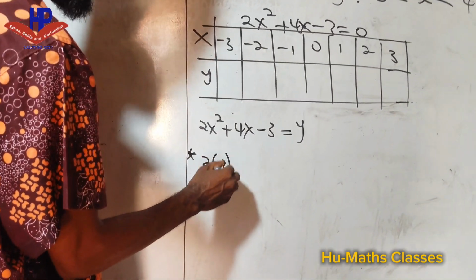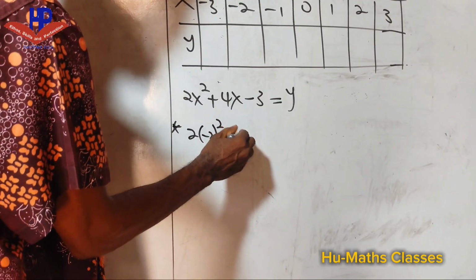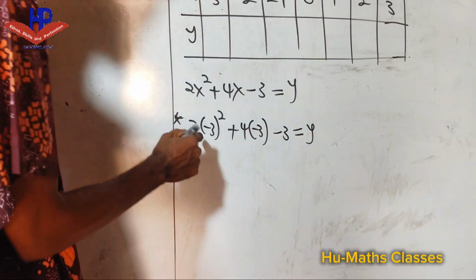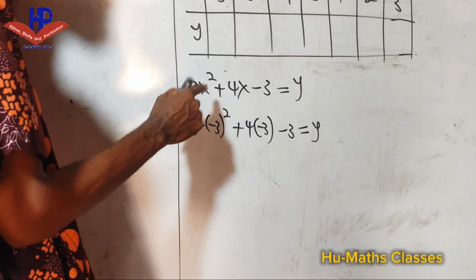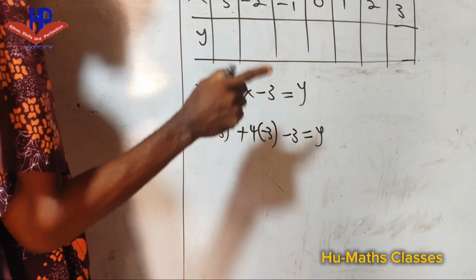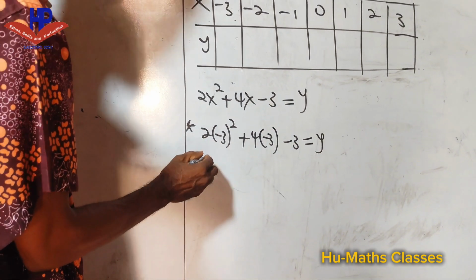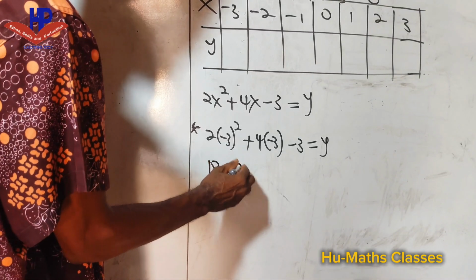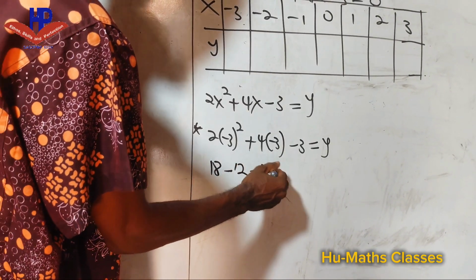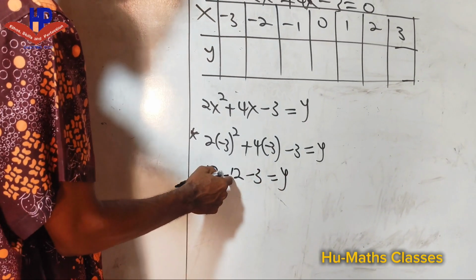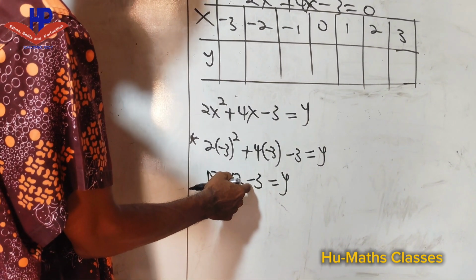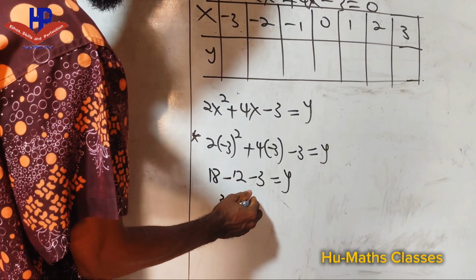2 into minus 3 raised to power 2 plus 4 times minus 3 is equal to y. Minus 3 raised to power 2 is minus 3 times minus 3. That will give us plus 9. Plus 9 times 2 is 18. Plus 4 times minus 3 is minus 12. Then minus 3 is equal to y. 18 minus 12 is 6. And 6 minus 3 is 3. So our y is equal to 3.